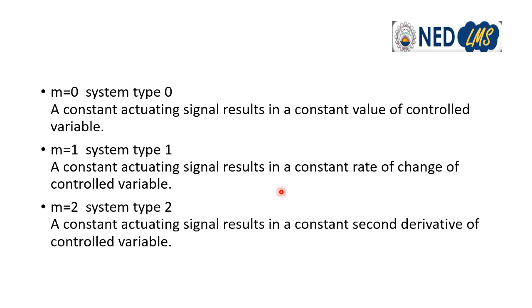In a system type 0, a constant actuating signal results in a constant value of the controlled variable. In a type 1 system, that is m equals 1, a constant actuating signal results in a constant rate of change of the controlled variable. And in a type 2 system, that is m equals 2, a constant actuating signal results in a constant second derivative of the controlled variable.